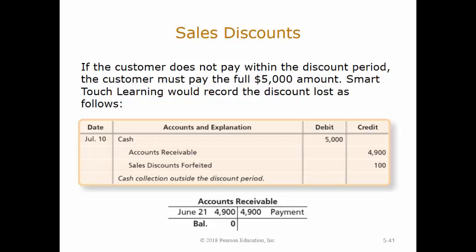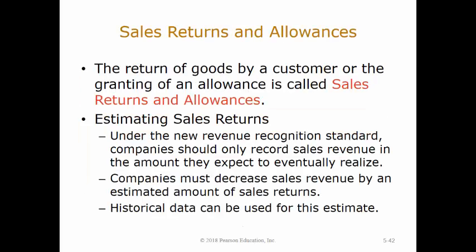Notice that in either scenario, if the customer paid within the discount period or outside of the discount period, Smart Touch Learning credited the accounts receivable for the net amount of the invoice. By doing this, Smart Touch Learning has shown that the invoice was paid in full with no remaining balance. The return of goods by a customer or the granting of an allowance is called sales returns and allowances. Under the new revenue recognition standard, companies should only record sales revenue in the amount they expect to eventually realize.